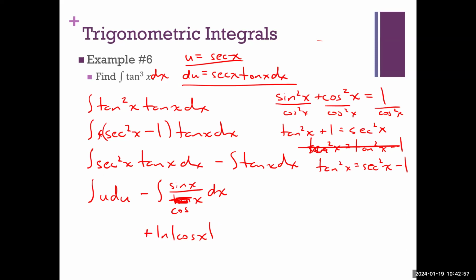What's the integral of u du? 1/2 u squared. So I get 1/2 u squared plus this thing plus c. And last, let's undo the substitution. So 1/2 of secant squared of x plus natural log of cosine x plus c.